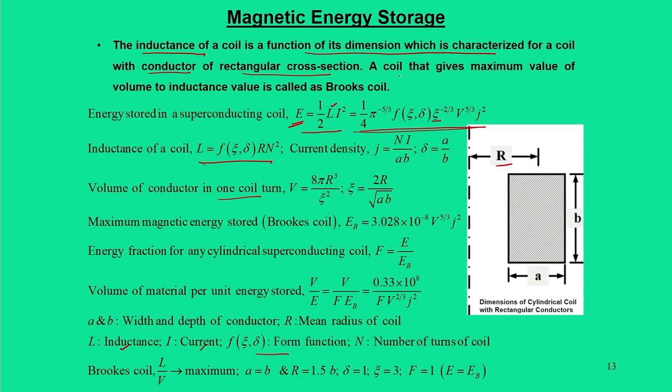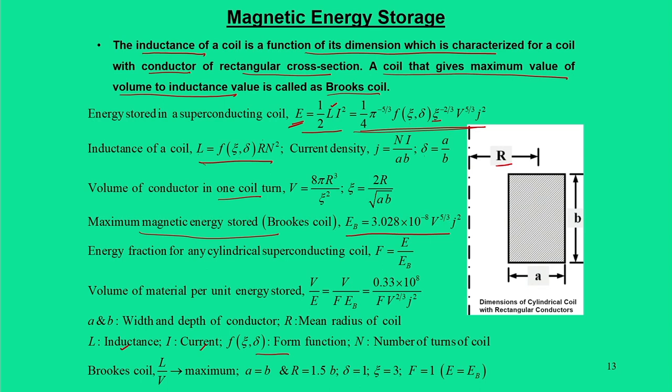It was found that a coil that gives the maximum value of volume to inductance is called a Brooks coil, and that Brooks coil stores the maximum magnetic energy. Using the Brooks coil concept, the energy stored for a Brooks coil, which we call the reference point, that is the maximum energy, is expressed as Eb equals 3.028 times 10 to the power minus 8, V to the power 5 by 3, times J squared. So, this Brooks coil is made the standard.